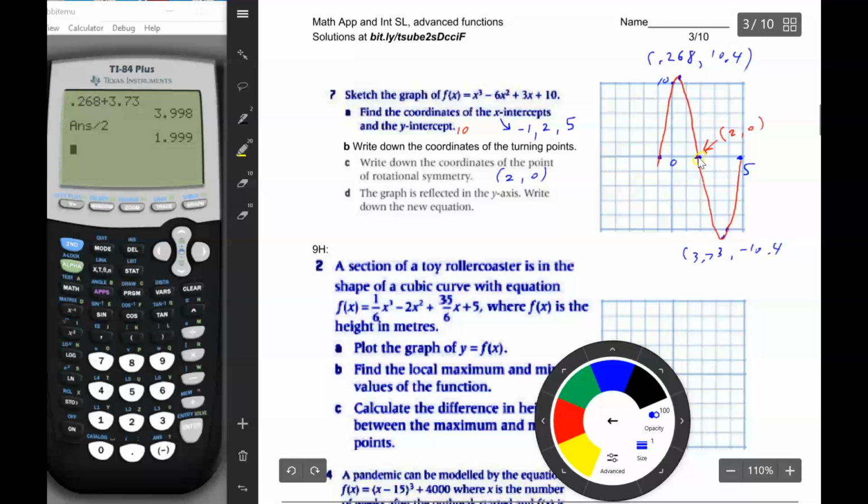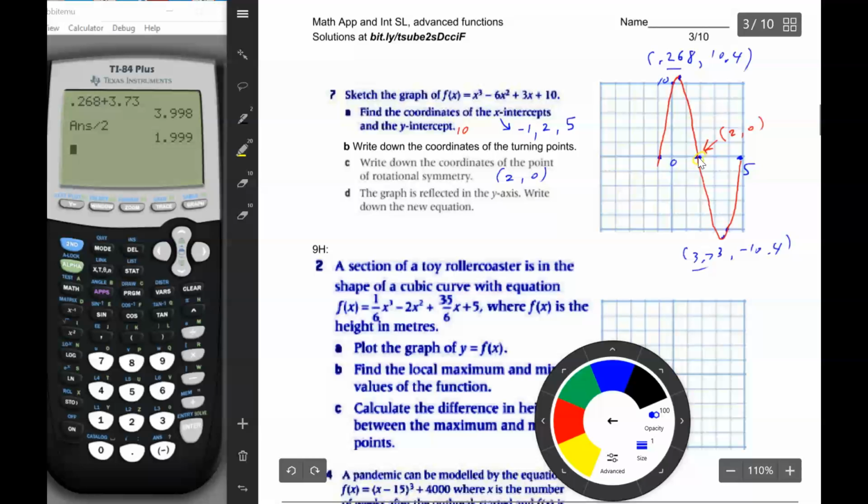And how did I do that? I found the average of the x coordinates of the max and the min. That should give me, in theory, the point exactly in between the two. And I didn't even need to find out the y, because I already knew that if the x coordinate was 2, then the y coordinate would be 0, because I already know that's an x-intercept, right? D, the graph is reflected in the y-axis.